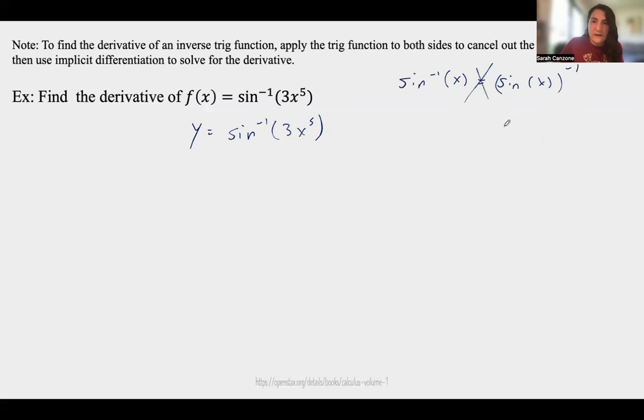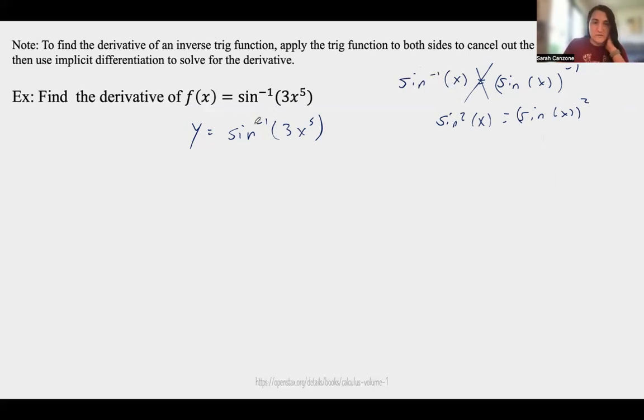This is not true. This is not a negative exponent, whereas something like sine squared of x does in fact equal sine of x squared. All right, so just be aware of this fact. If it's a -1, this is an inverse.